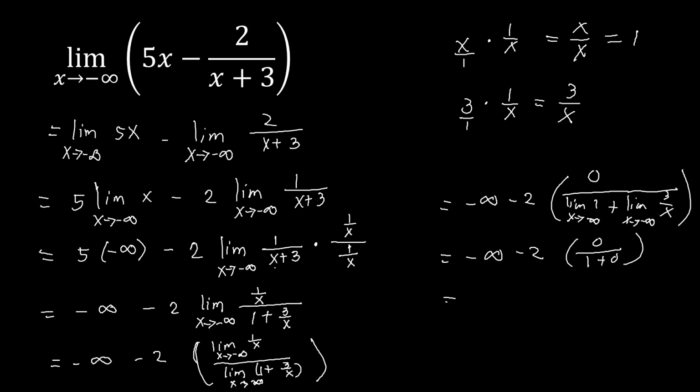So simplifying that, we have negative infinity minus 2. We've got 0 over 1. This is equal to 0. So we have negative infinity minus 2 times 0. And then this is negative infinity minus 0. That's negative infinity. So the answer for that one is negative infinity.